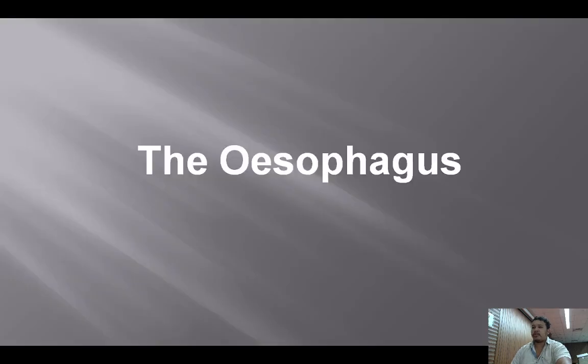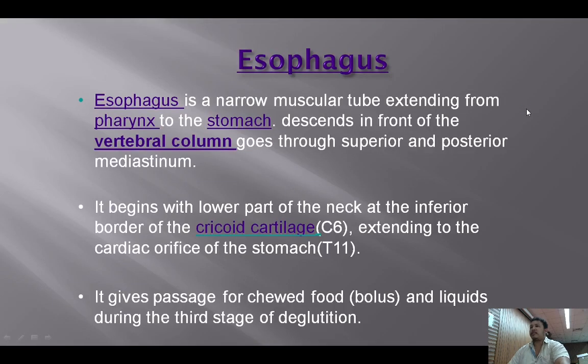I'll go to questions, but before that, we'll talk about the esophagus. So what is the esophagus? The esophagus is the tube by which the food goes from the oral cavity to the stomach, through the pharynx.